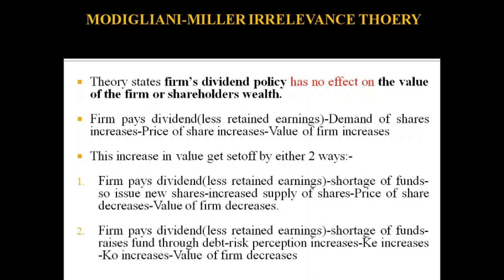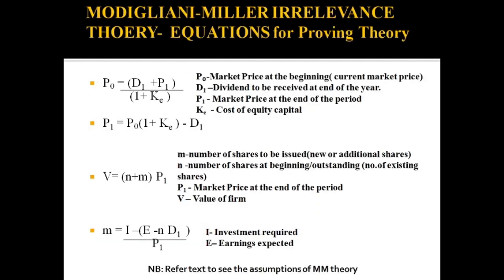So whatever value has increased because of the payment of dividend will be set off by either of these two reasons. That means the firm's value and the dividend policy have no connection at all. So Modigliani and Miller say that the dividend policy is irrelevant and has no effect on the value of the firm or shareholders' wealth, because a company which is paying dividend or not paying dividend, the value will be the same. That is the conclusion of Modigliani and Miller theory.